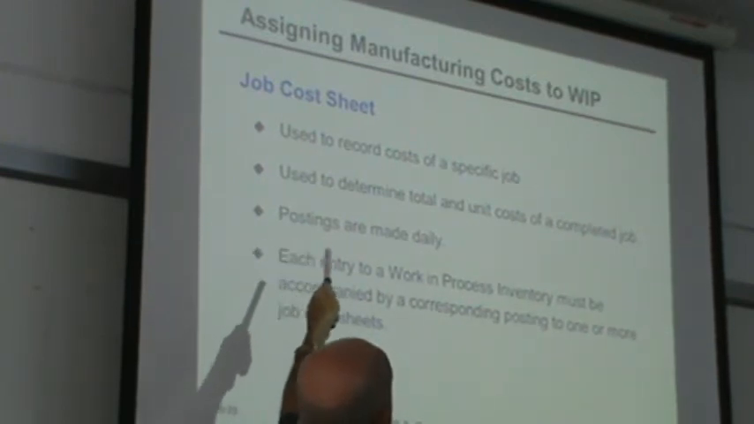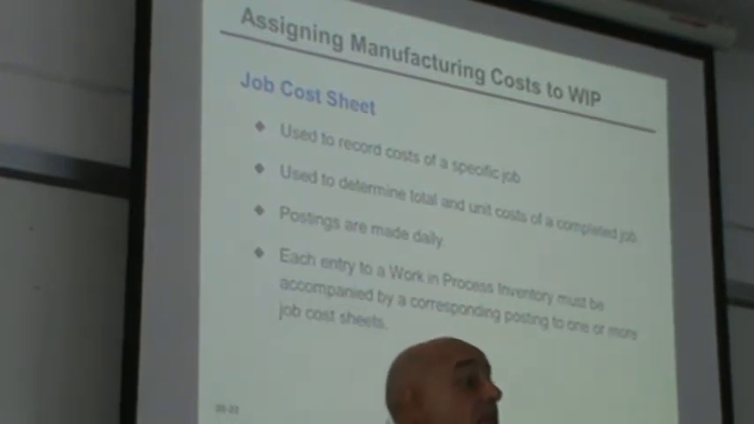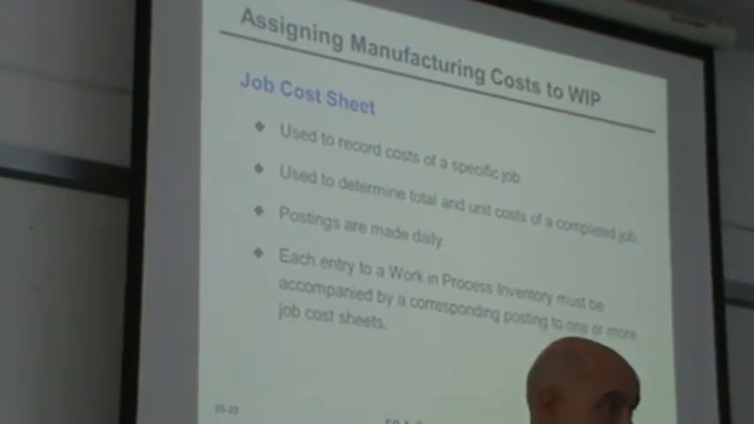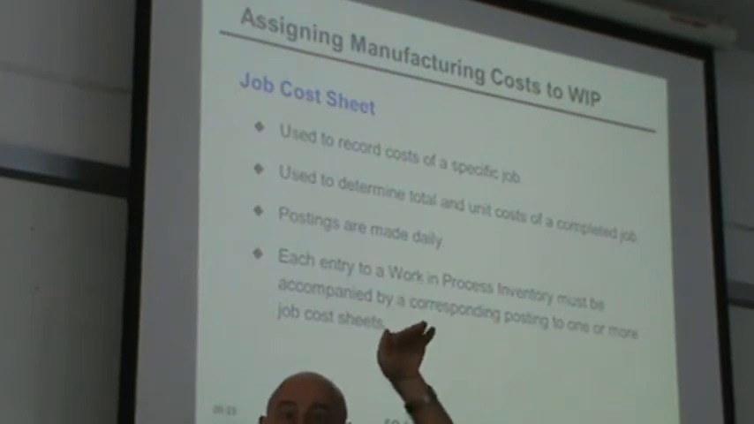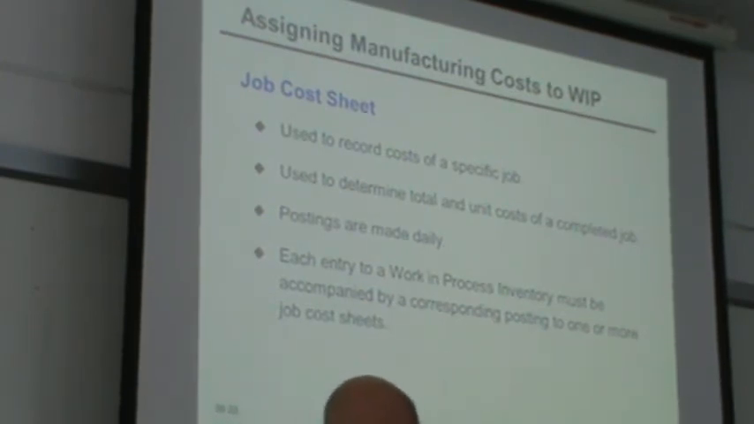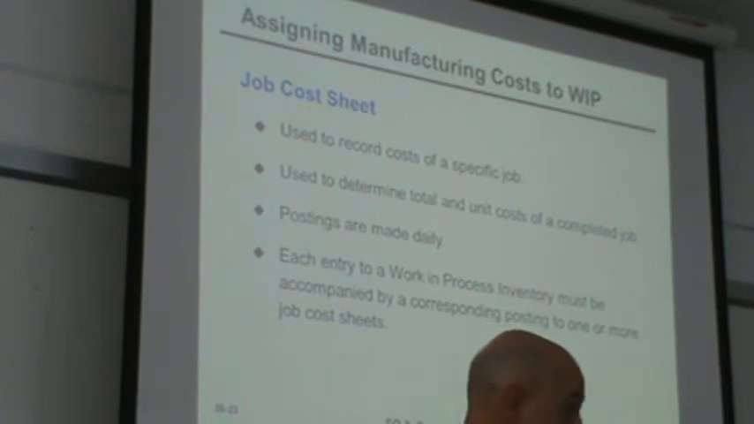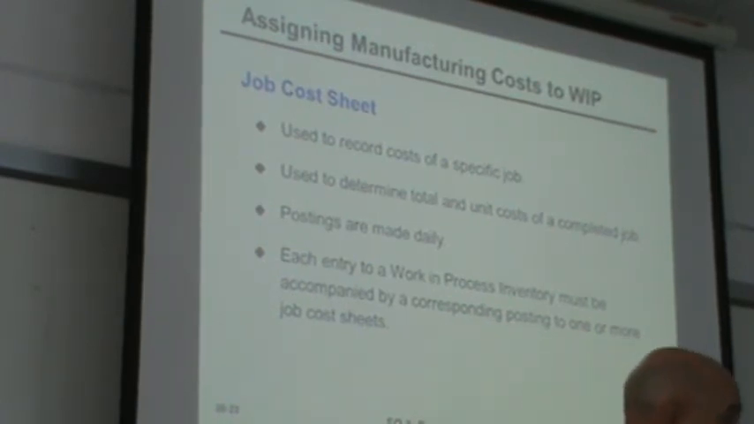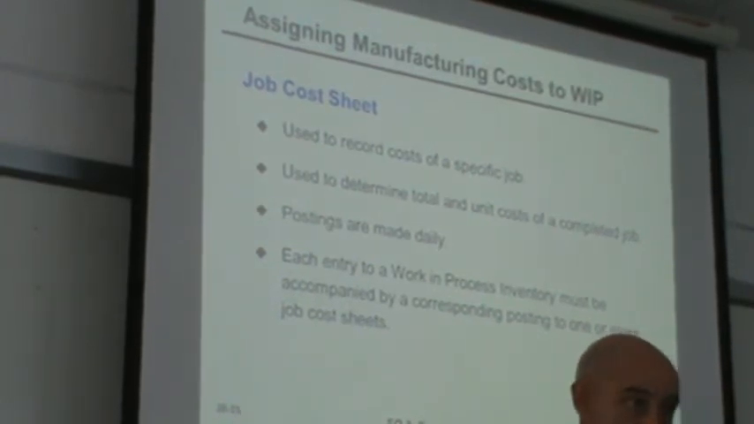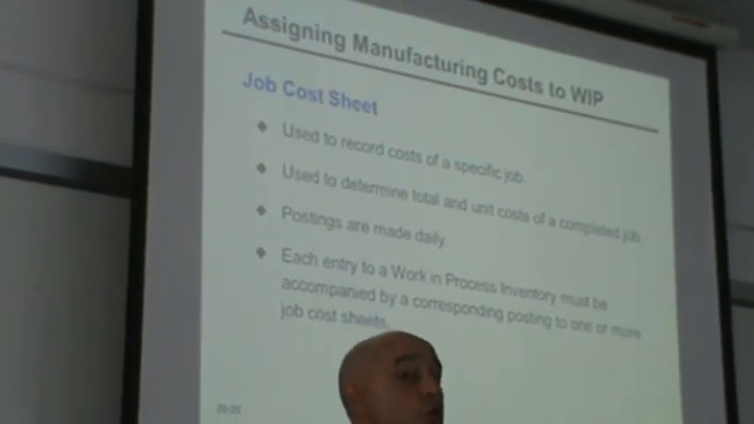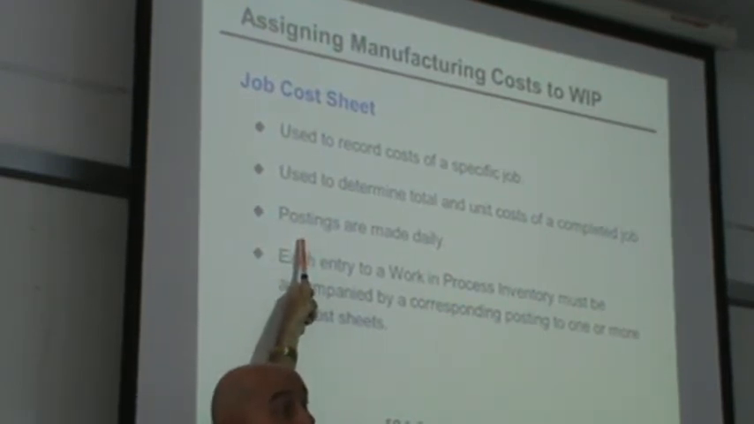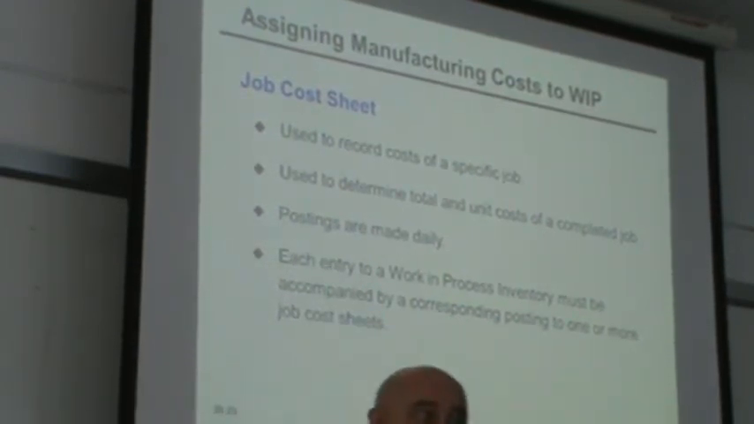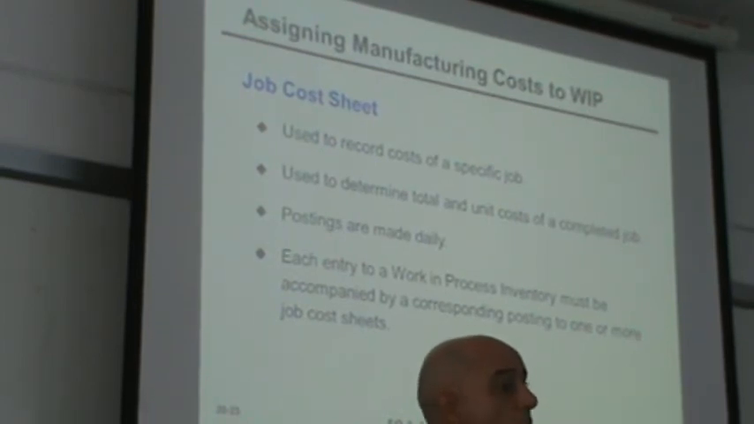You use it to determine the total and unit cost of a completed job. You use it first to get the total cost. Every single cost you put there. And if you make 100 tables, divide by 100. If you make 50 Hondas, you divide by 50, by the number of units. You usually put the cost on a daily basis. So at the end of the day, you write all the costs associated with the job.